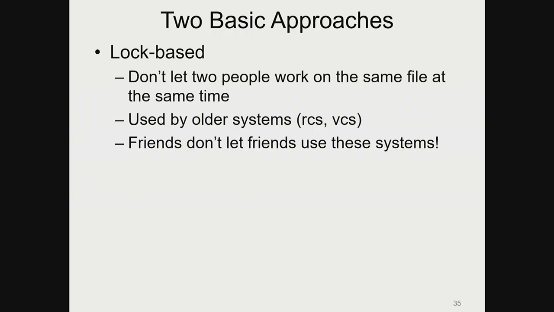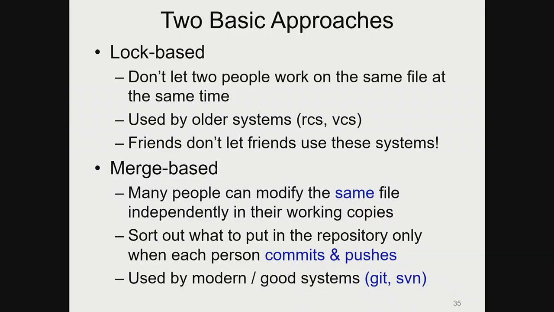The problem with these is that they don't scale well, especially if we're working in large teams, and it needs some extra overhead to prevent people from editing the same files. The second approach, which is the most popular one these days, is called merge-based. Basically, many people can modify the same file independently at the same time in their own working copies. And then once we finish our edits to those files, we sort out the differences, or what we call the conflicts, in the main repository only when we push the code.